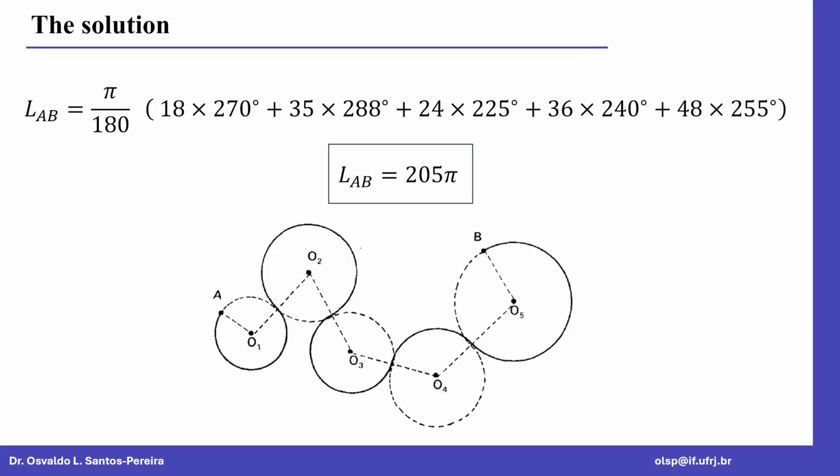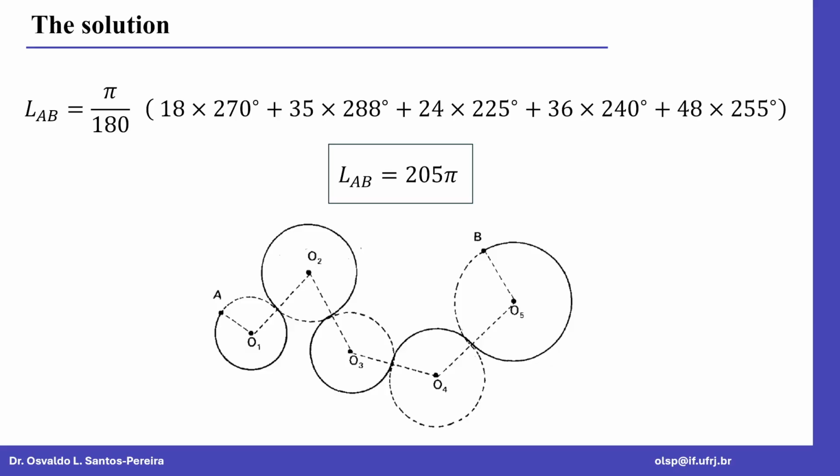We can now substitute the numerical values directly into the arc length formula. Observe that, in the original figure presented at the beginning of the video, the bold path always follows the larger arc of each circumference. For this reason, we must use the explementary angles rather than the inner angles originally given in the problem statement. The corresponding explementary angles are obtained by subtracting each inner angle from 360 degrees. This gives 270 degrees, 288 degrees, 225 degrees, 240 degrees, and 255 degrees.